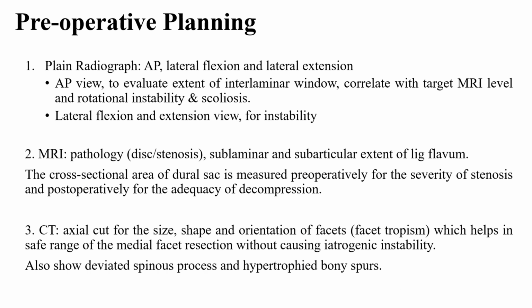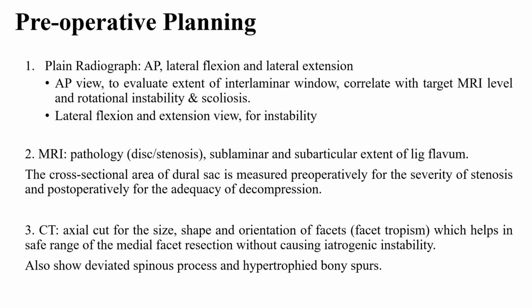So how to do the pre-operative planning? First is plain radiograph, which is really very important. You have to do the AP view, lateral flexion and lateral extension view to look for any instability. In the AP view you have to look for the interlaminar window, and you have to correlate your target MRI level with the X-ray level, as you are going to see the C-arm or the X-ray image during the surgery.